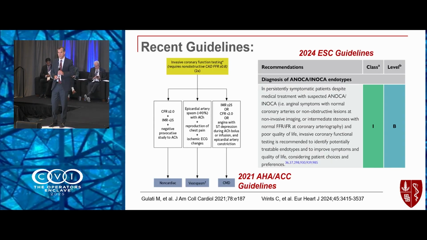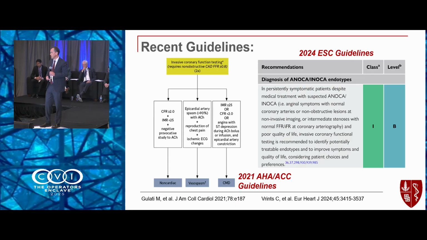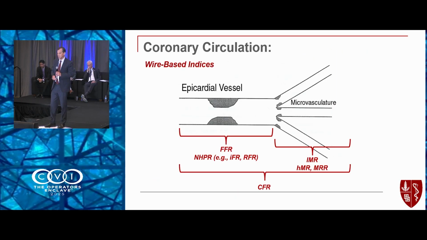Those are my disclosures. I think the first question is, why do we need to know how to do this? It's important to realize that the guidelines now recommend it. The 2021 AHA-ACC chest pain guidelines now give a 2A recommendation for patients with non-obstructive disease and negative physiology to move on and measure coronary flow reserve and the index of microcirculatory resistance. The 2024 ESC guidelines upped that to a 1B recommendation. So I think it's really incumbent upon us to start incorporating this into our practice.